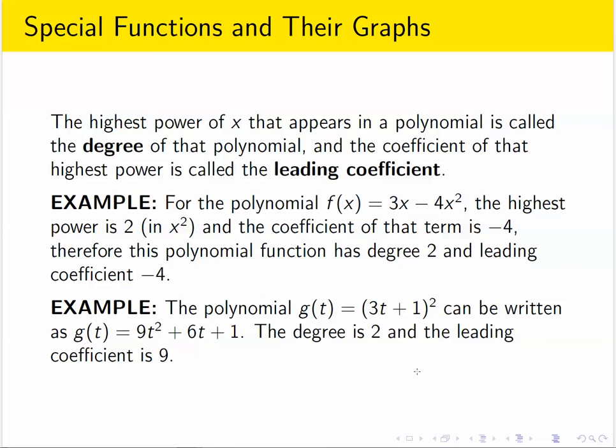Here's another example. If you take this and expand it out, you get 9t squared plus 6t plus 1. Again, you can think of 6t as 6t to the 1, and you can think of 1 as 1t to the 0. So each of these has a power. The highest power is, again, 2, so the degree is 2. And the coefficient of the term with the highest degree is 9, so the leading coefficient is 9.